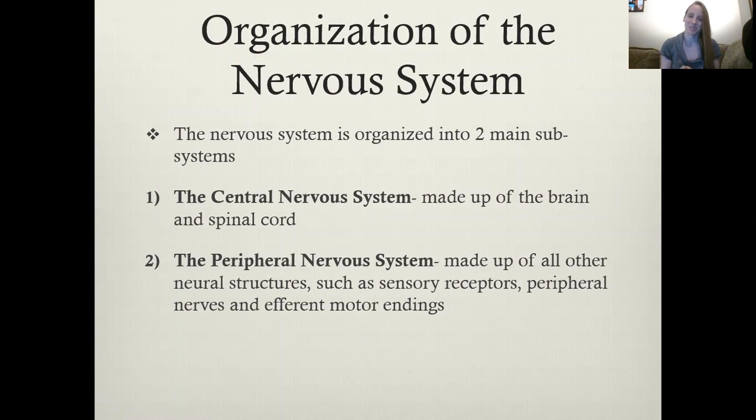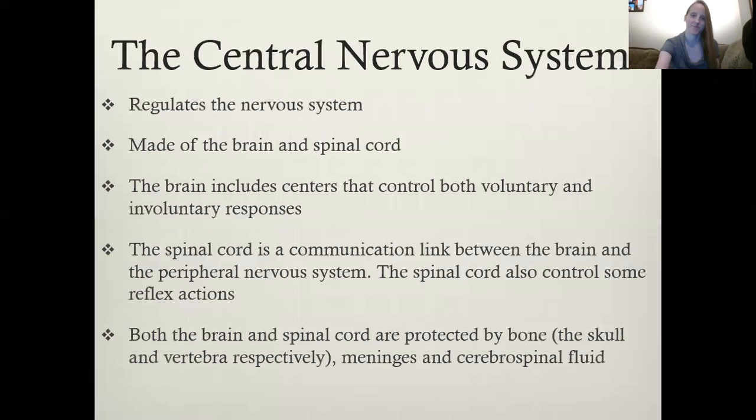The central nervous system is just the brain and the spine, and then the peripheral nervous system is everything else. So your sensory receptors, your peripheral nerves, your motor nerves, your effectors, all of that kind of stuff. The central nervous system is the part that regulates the nervous system. It is, again, the brain and spinal cord.